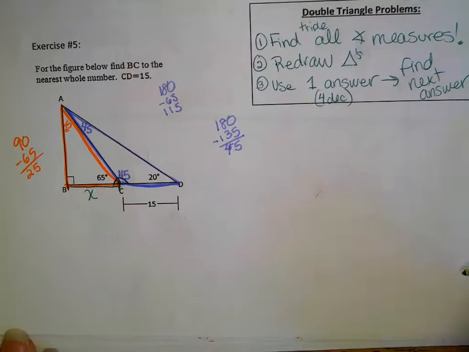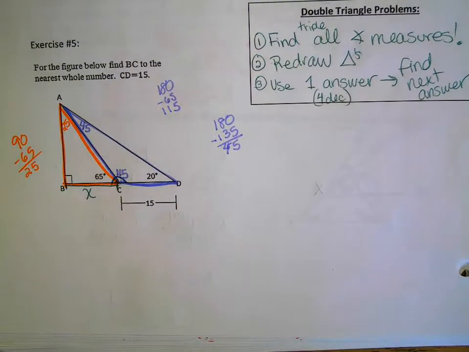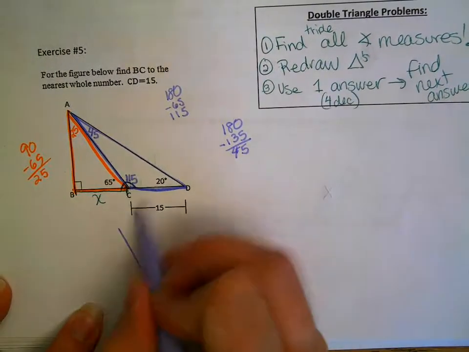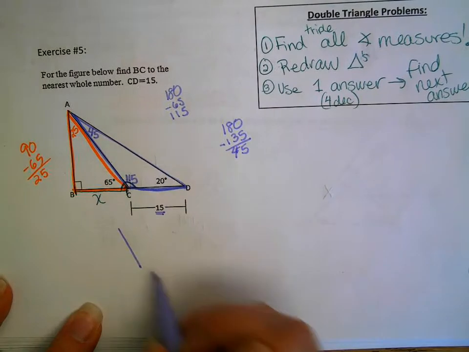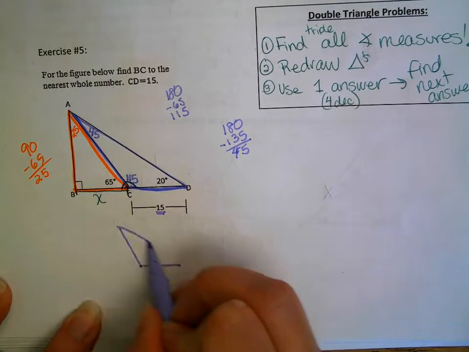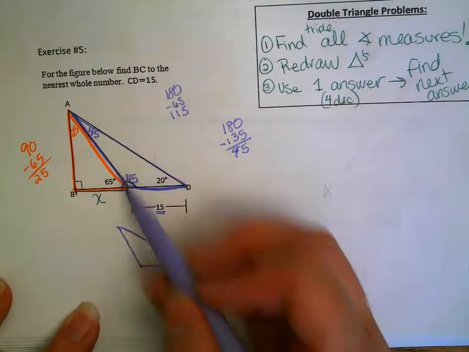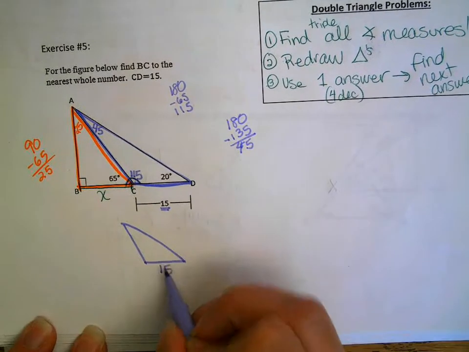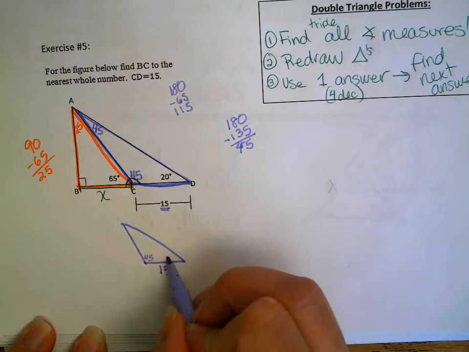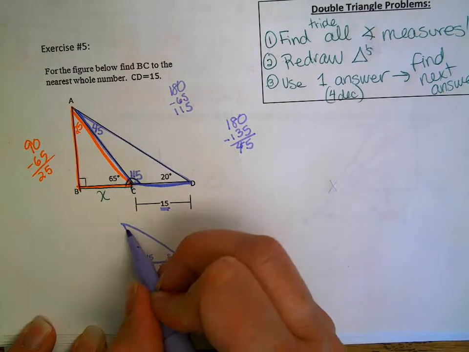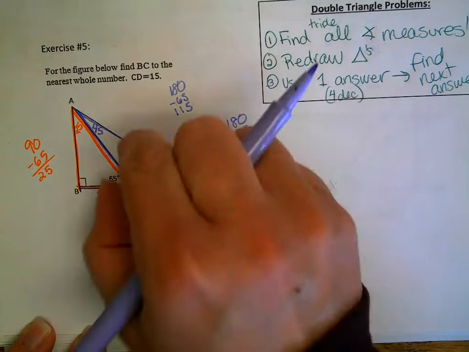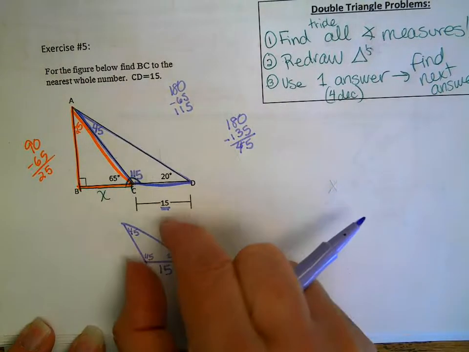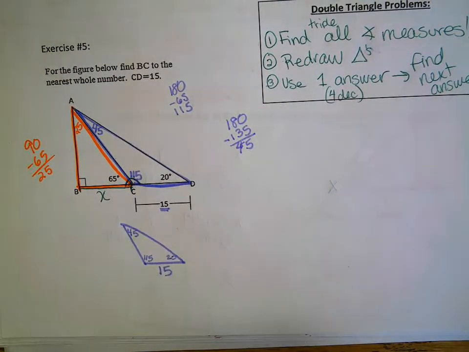Second step is to redraw. Now I know I'm going to start with the purple triangle because I have a given side length here. I know that this side down here is 15. So I kind of redrew that purple triangle down off my paper to leave myself some space. I know this is 15, this angle is 115, this one's 20, and this angle is 45. So I'm translating this diagram down my paper. Translations are rigid motions we did earlier this year.